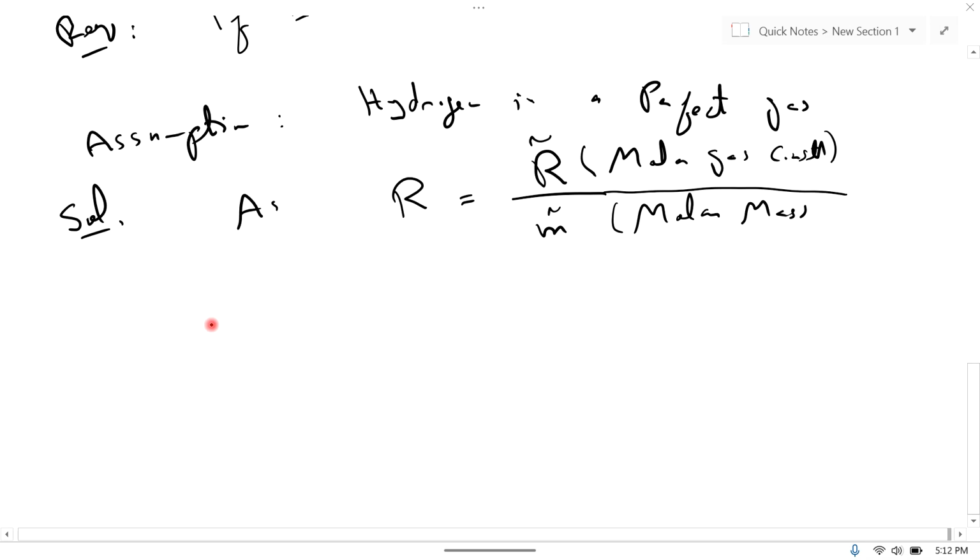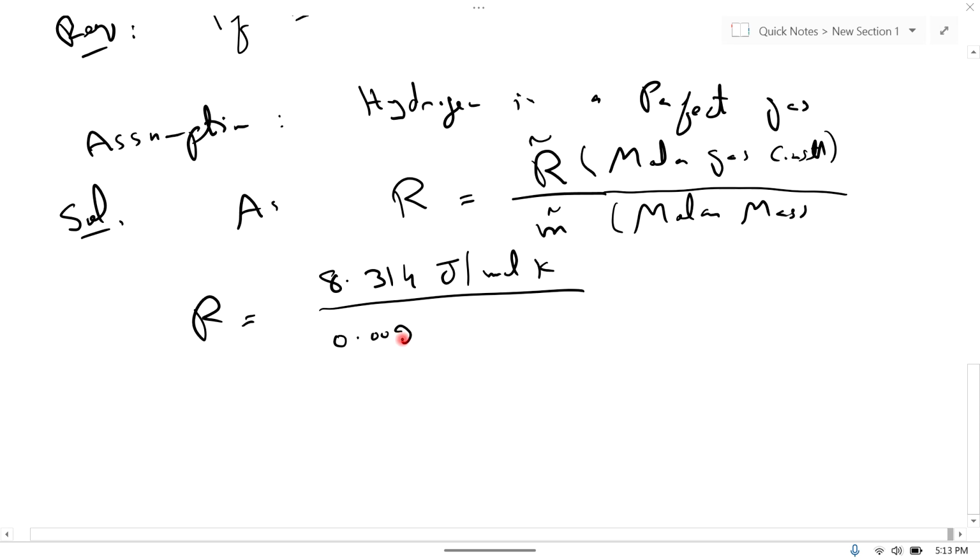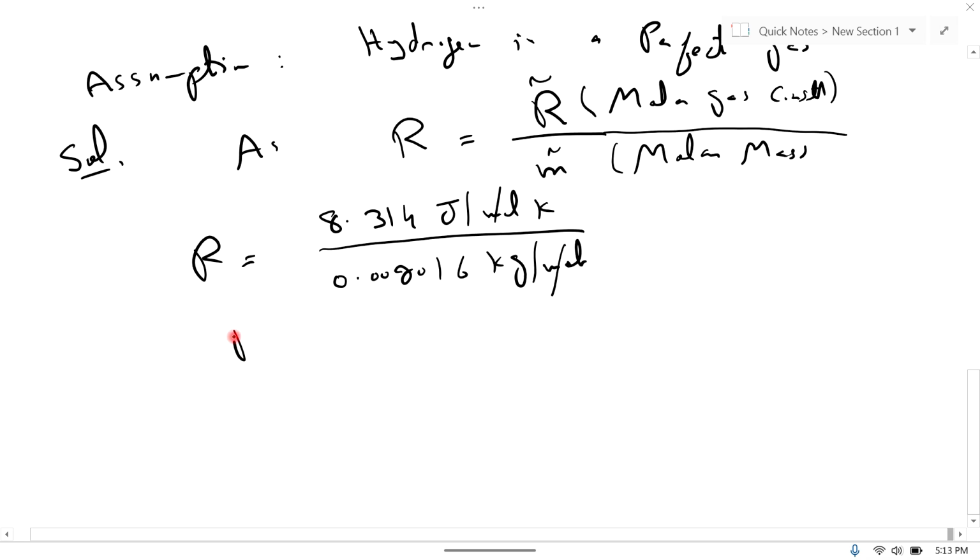So R is equal to the universal gas constant, which is 8.314 joule per mole per Kelvin, and the molar mass of hydrogen is 0.002016 kilogram per mole. So this per mole will cancel with this per mole. The final answer will be joule per kilogram per Kelvin. Simplifying, R will be 4124 joule per kilogram per Kelvin.